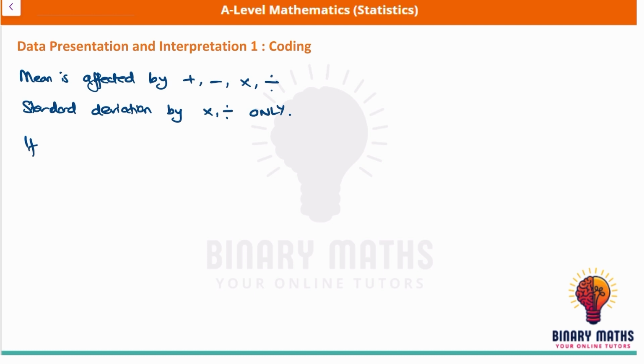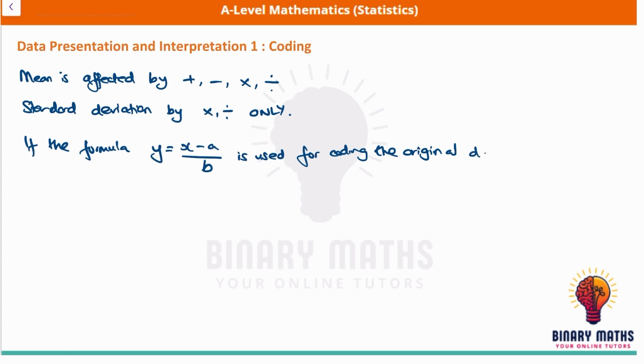Therefore, if the formula y is equal to (x minus a) over b is used for coding the original data x into coded data y, then first of all y bar will be equal to the original mean, because the mean is affected by subtracting and dividing, so it's going to be (x bar minus a) over b.